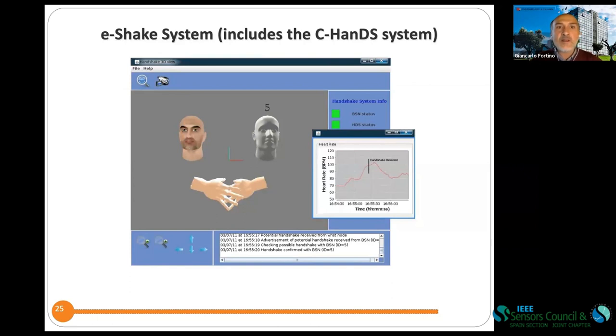So the system that is based on wearable sensors that you can wear on your wrist specifically is able to detect the handshake between two people, and during the handshake the system is able also to detect possible emotional reaction based on ECG sensors, okay, and based on a very straightforward multi-sensor fusion algorithm.